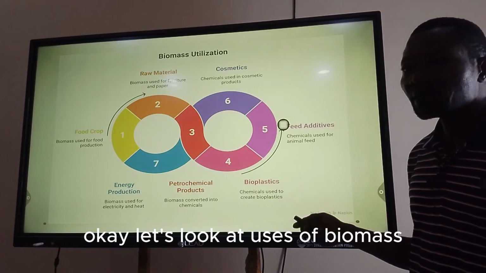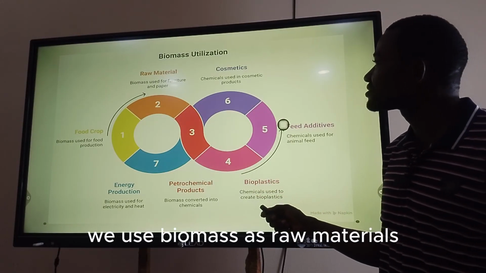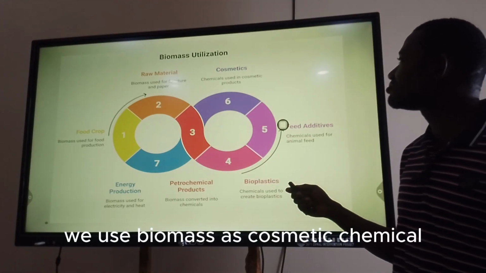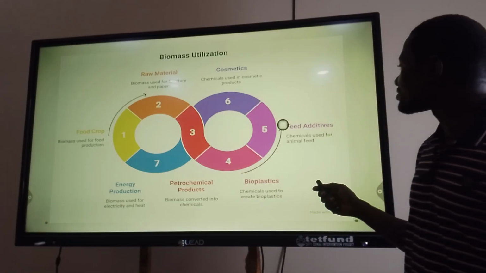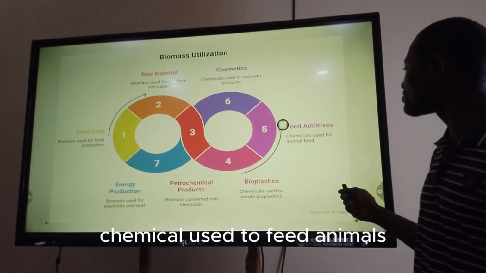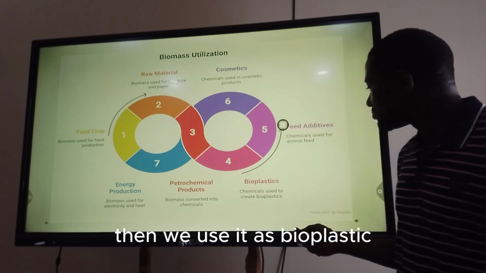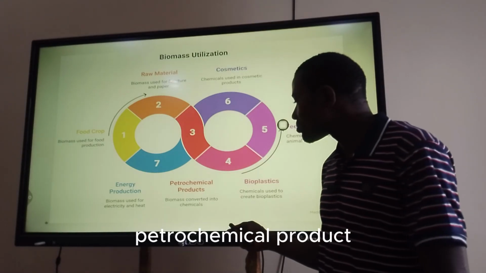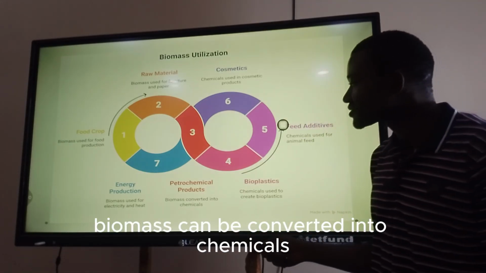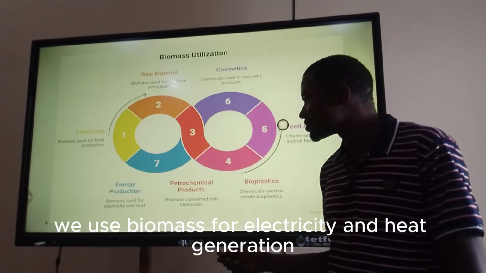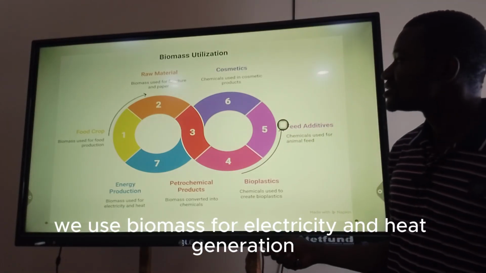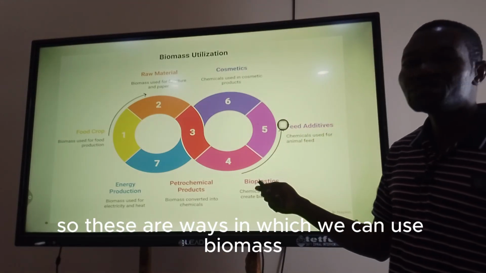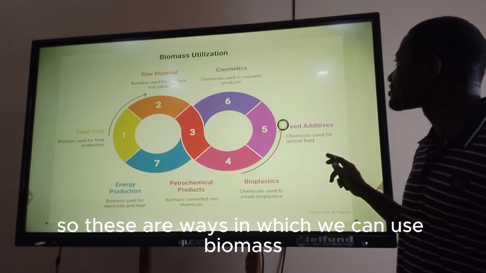Okay, let's look at uses of biomass. We use biomass as raw materials, biomass used for furniture and paper. We use biomass as cosmetic chemicals used in cosmetic products. We use biomass as feed additives, chemicals used to feed animals. Then we use it as bioplastic, chemicals used to create bioplastic. Petrochemical products, biomass can be converted into chemicals. Into energy production, we use biomass for electricity and heat generation. Also food crops, biomass used for food production. So these are ways in which we can use biomass.